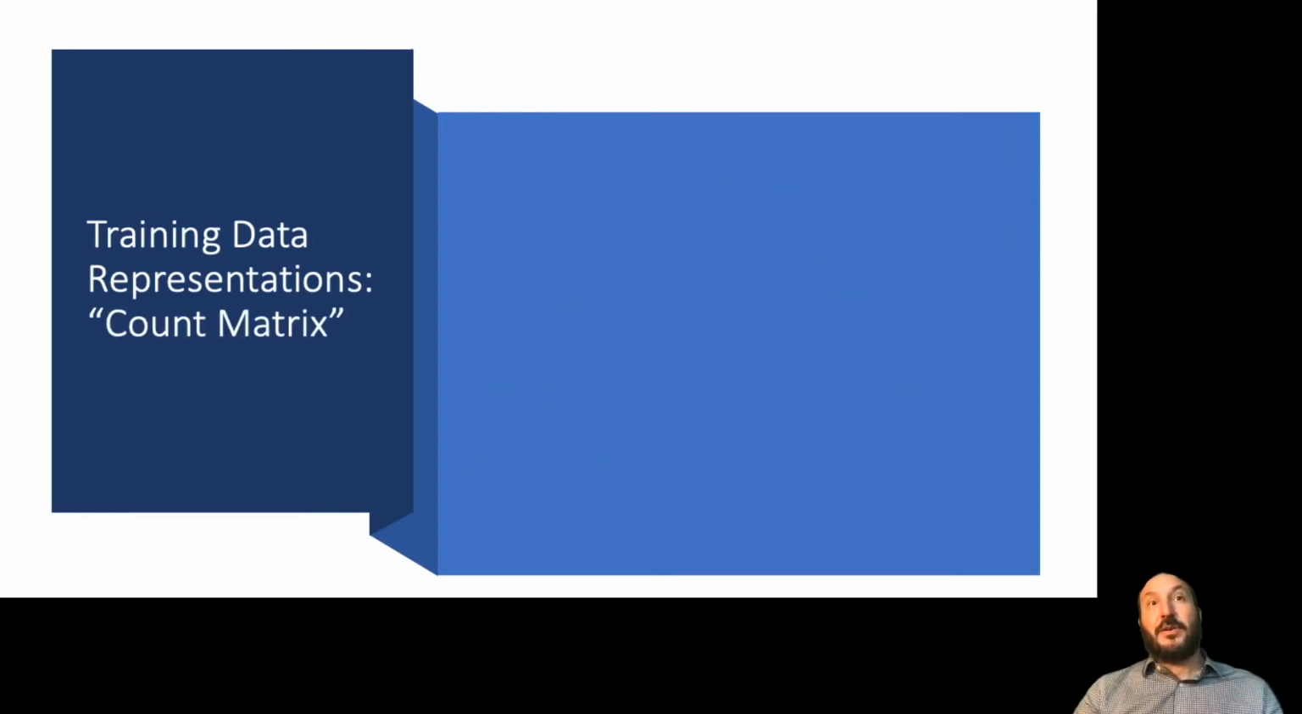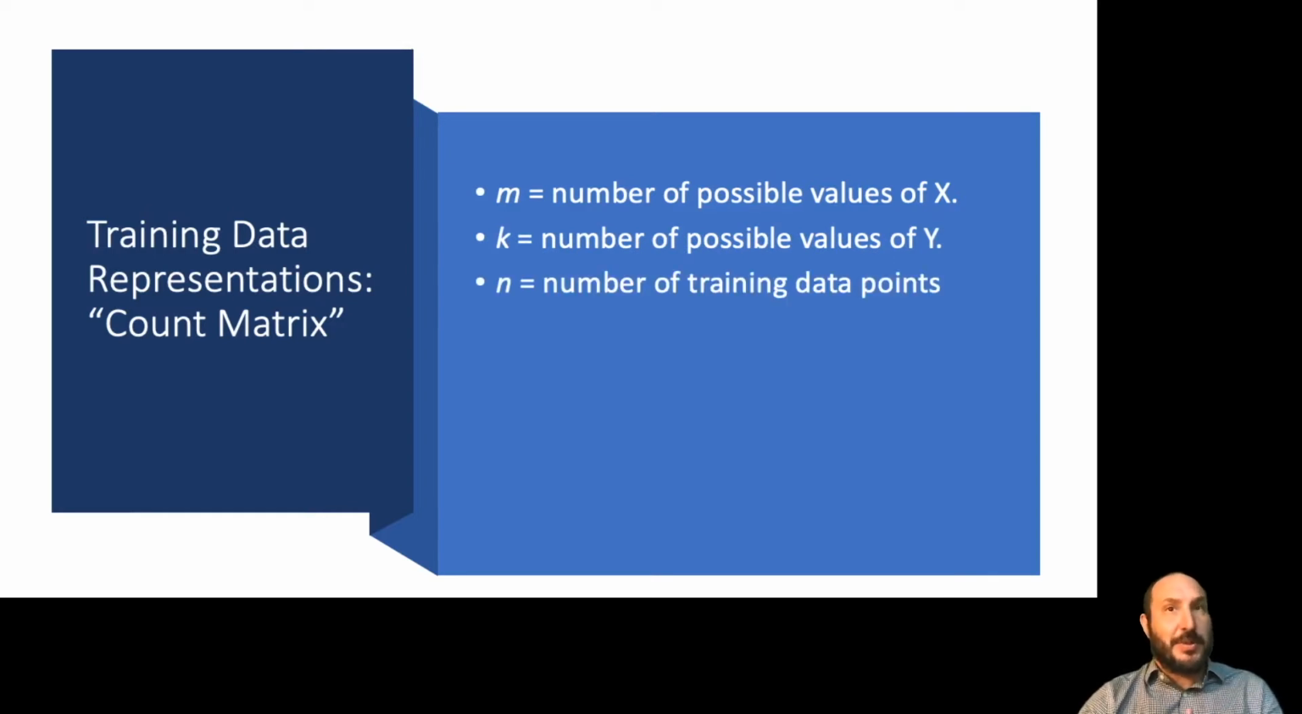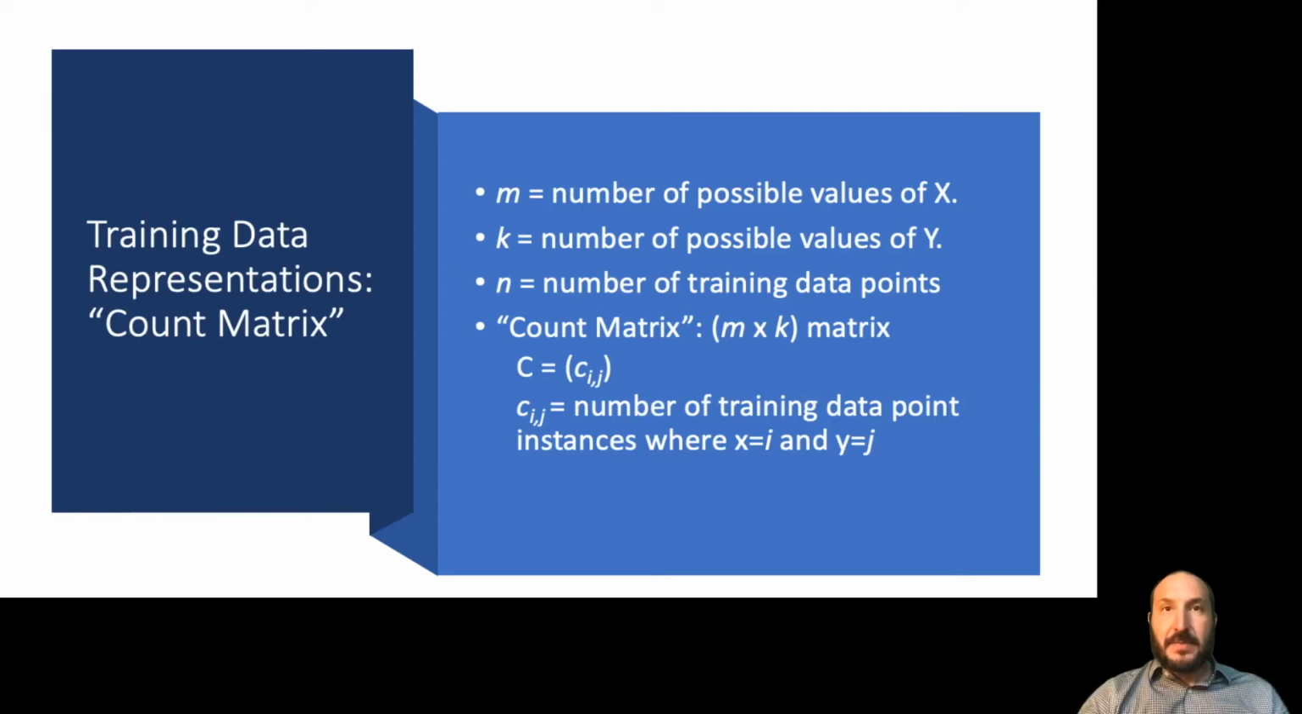Next, we're going to talk about what I'm going to call the count matrix. And this is where it's going to be important that we said that X has finitely many values. So we're going to let M be the number of possible values of X, K is the number of possible values of Y, and N is the number of training data points we have, how many data points we have in that data list. So our count matrix then is going to be an M by K matrix, M rows, K columns, and the entry in the ith row and the jth column is going to correspond to how many times we've seen the exact training data point where X equals I and Y equals J.